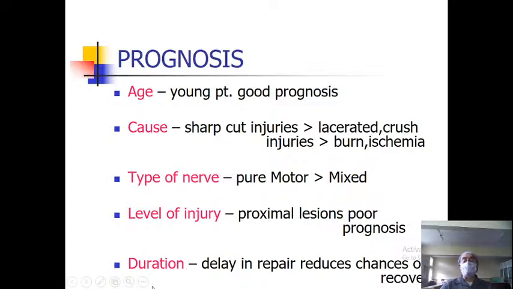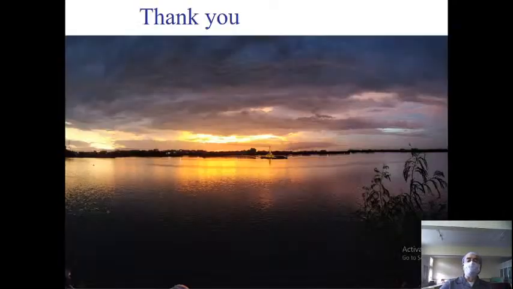And delay, time also matters. Delay in repair reduces chances of recovery. Once it is done in the optimum period, you will get optimum results. If you delay the surgery, the results will be very poor. Thank you very much. This is something about nerves, types of nerve injuries, how they get injured, how you clinically examine, what investigations you should conduct, and what the various types of treatment are, conservative and surgical. Next class we will deal with individual nerves like the radial nerve, ulnar nerve and median nerve.